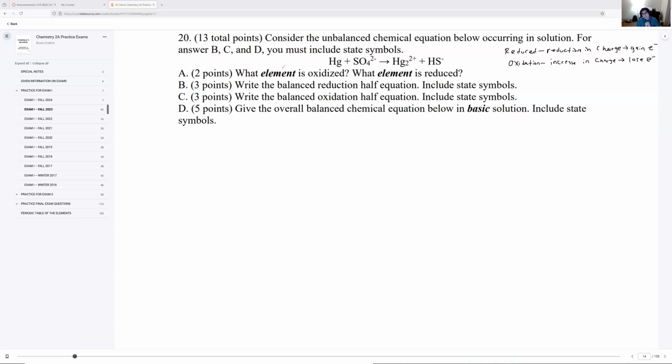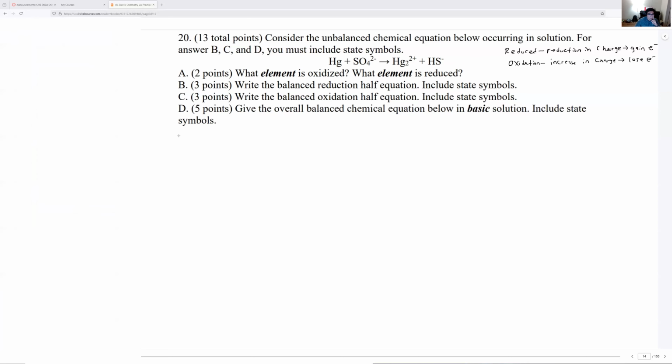All right, so now we can actually talk about how you do this. I'm going to get some space on the left here. I'll wipe this out. And we're going to do a list. So here is our order for balancing our redox. Step one, identify what is oxidized and reduced.